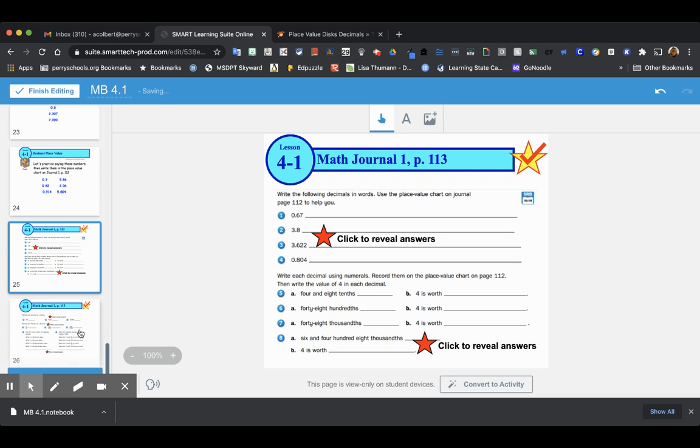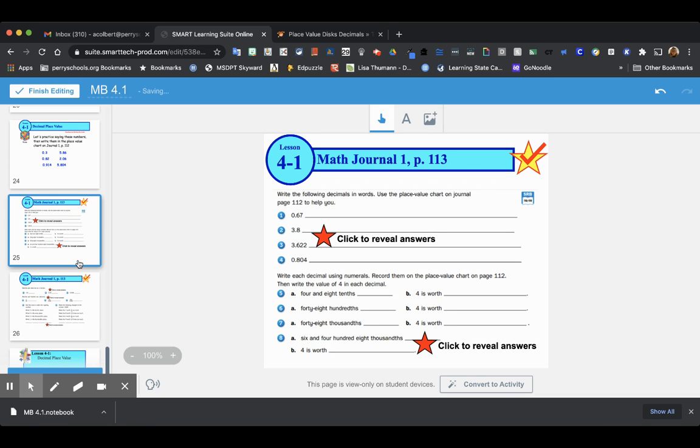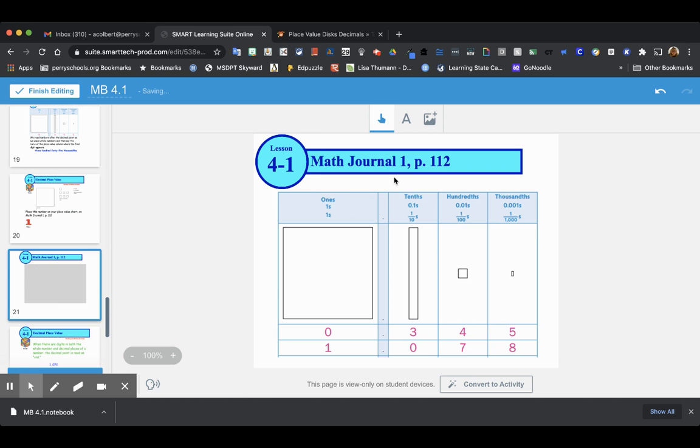On page 113 now, it is your chance to use this information in the place value chart to complete the following problems. For 1 through 4, you are to write the following decimals in words. So remember, when you see a decimal point, what word do you write for that? Hopefully you said "and." So this first one, you would write out the words for 0 and 67 hundredths. Don't forget that when we are working with decimals, the tenths is THS ending, hundredths, THS ending, thousandths, THS ending.